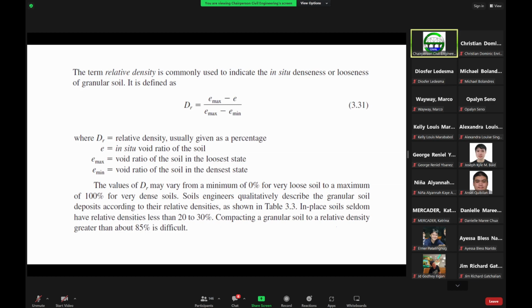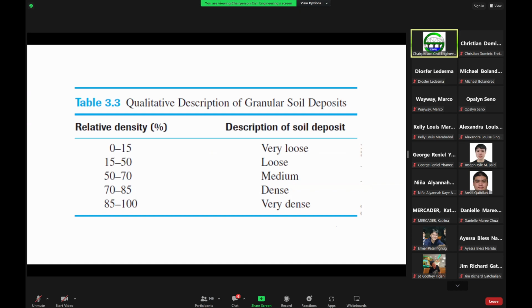So, for example, here we have the different relative density descriptions for a granular soil deposit, say sands and gravels. Very loose is from 0 to 15% of relative density. Then 15 to 50 is a loose condition. 50 to 70% is a medium dense condition. 70 to 85 is a dense condition. And 85 to 100% is a very dense condition.